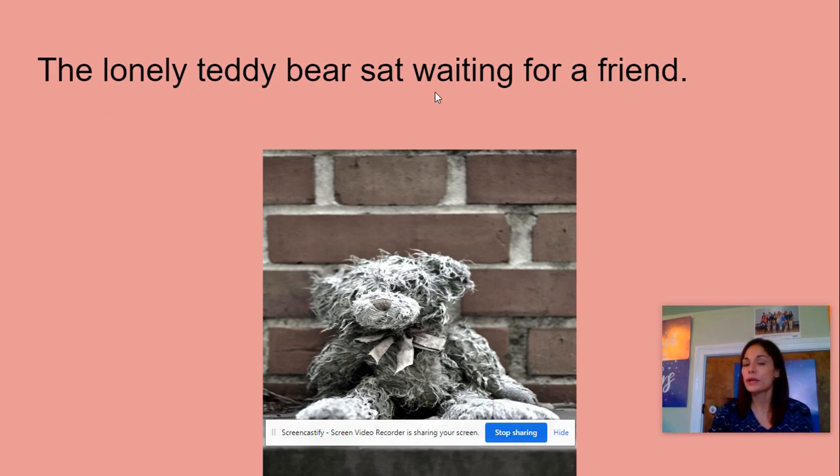I gave it another one at the end of the sentence when I said that it was waiting for a friend. Well, the teddy bear is an object and it doesn't really wait for anything. So that is another way that I use personification. I gave it two human traits: a feeling, the feeling of loneliness, and waiting for a friend. So something that it's doing that is something that a human would do. Okay.